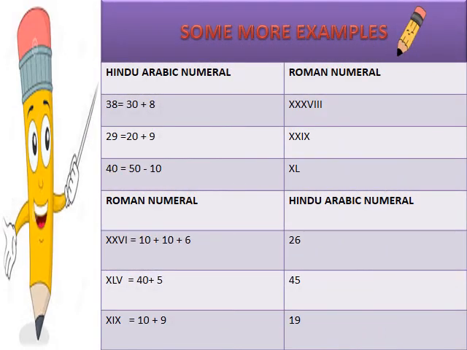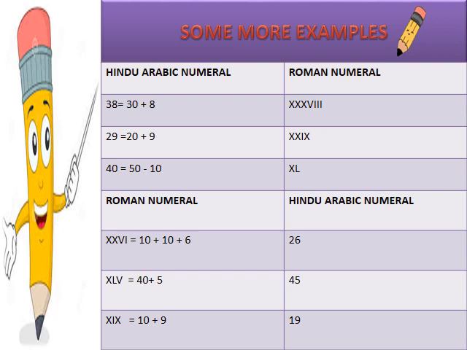Let's practice some more examples. First, see how to write a Hindu-Arabic numeral in Roman numerals. First example, 38. 38 can be expanded as 30 plus 8. 30 means XXX and 8 means VIII. So 38 can be written as XXXVIII. Next is 29. 29 can be expanded as 20 plus 9. 20 is XX and 9 is IX. So 29 can be written as XXIX.